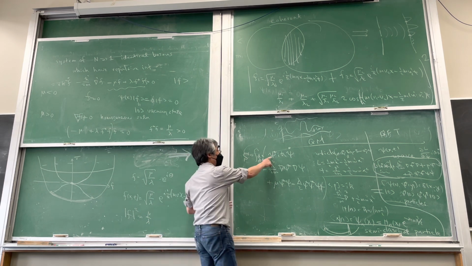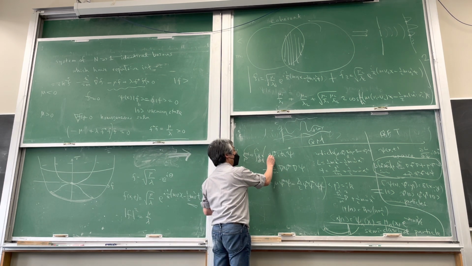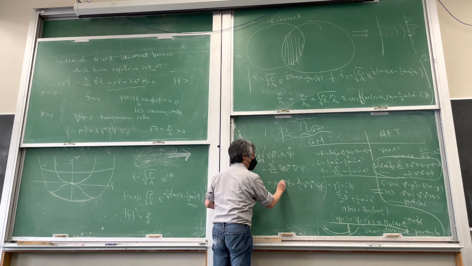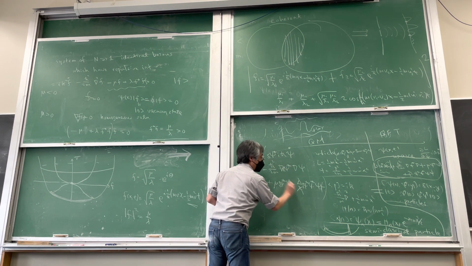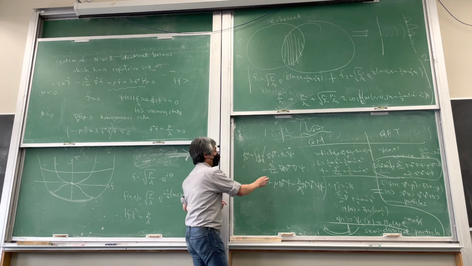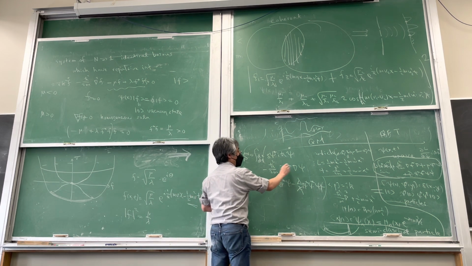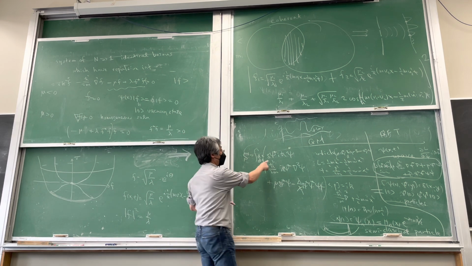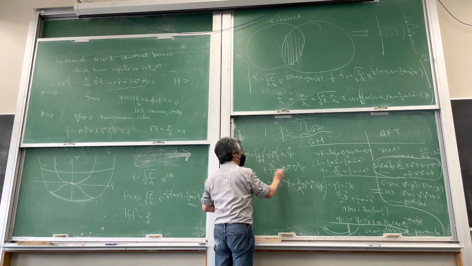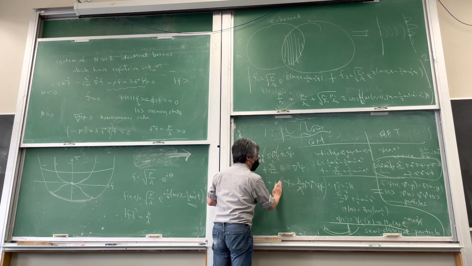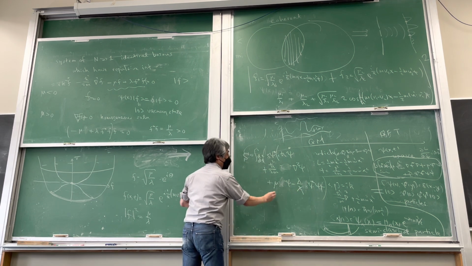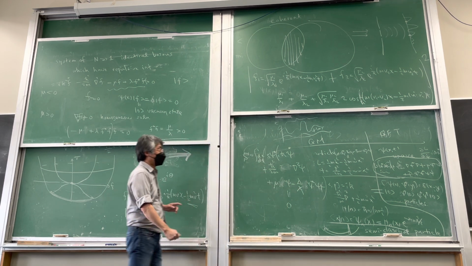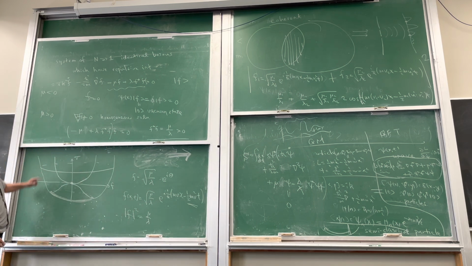So I take the variation with respect to psi star. And then the 2 is cancelled. Then doing the integration by parts, I move this derivative at the expense of psi. Then I can factor delta psi star out, and this thing has to vanish. That's the Euler-Lagrange equation. That's that equation up there.